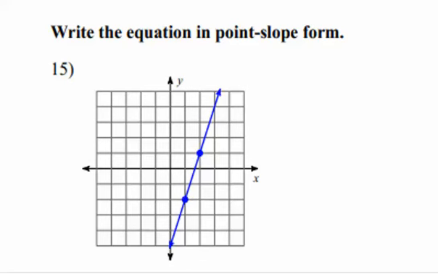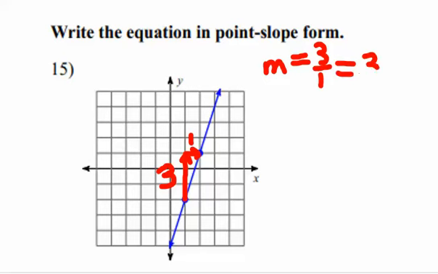So the first thing we've got to do is I see a vertical change where I've shifted up 3 units and then shifted to the right 1 unit. So my slope m equals 3 over 1, and if we simplify that, that equals 3.